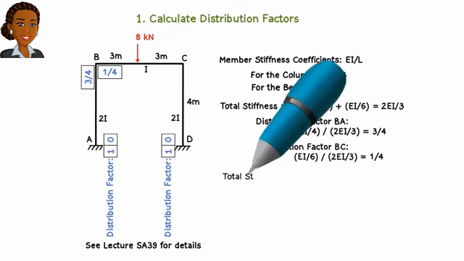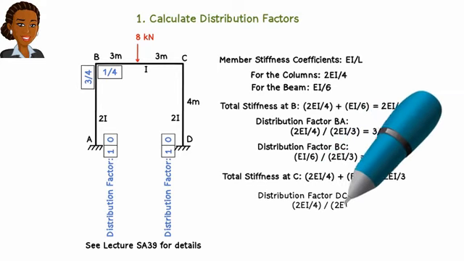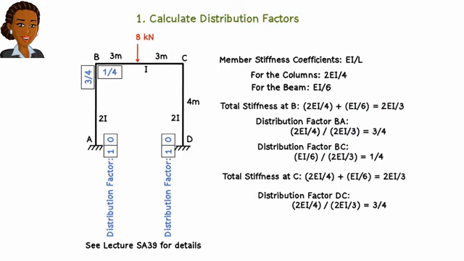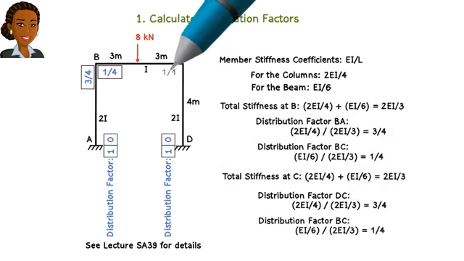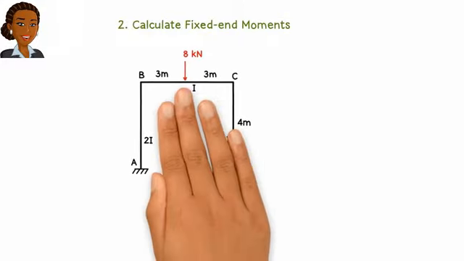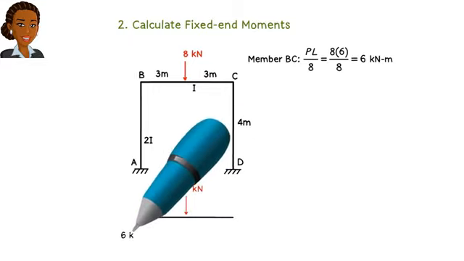As for joint C, its total stiffness is also 2EI over 3. This makes the distribution factors 3 over 4 at the column end and 1 over 4 at the beam end. Now, let's calculate the fixed end moments. Member BC is subjected to a concentrated load at its midpoint. This results in a fixed end moment of 6 kilonewton meters at either end of the member.